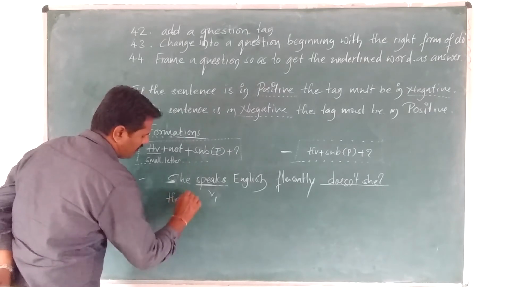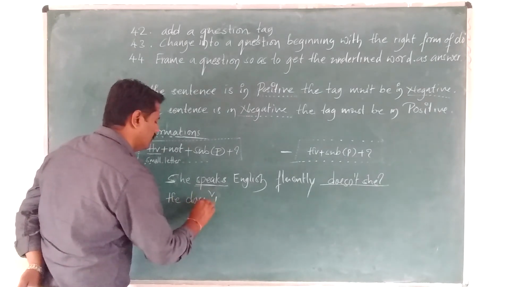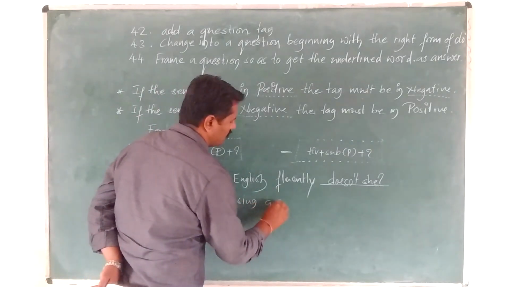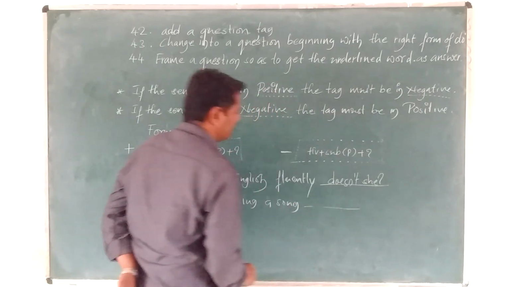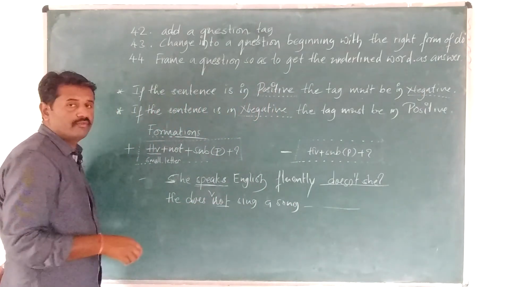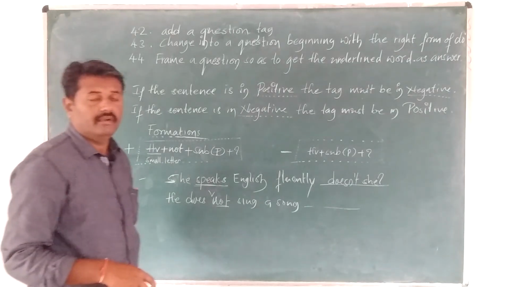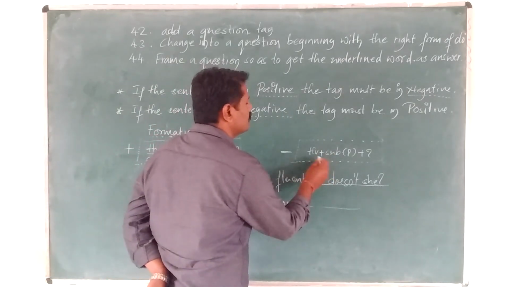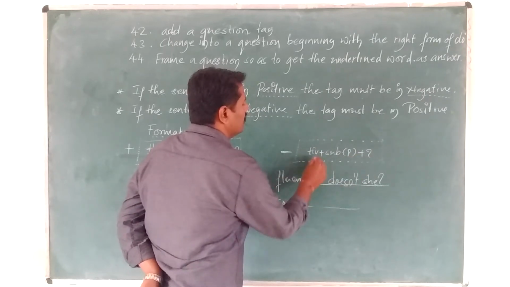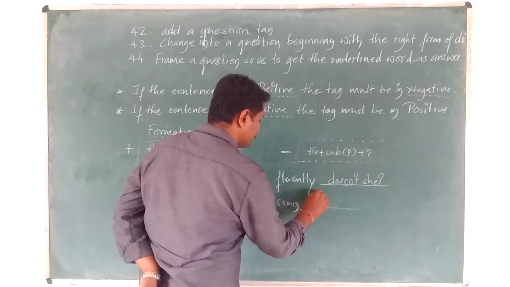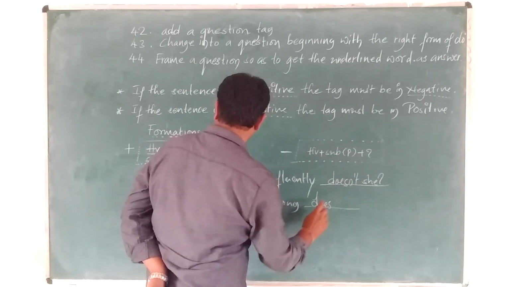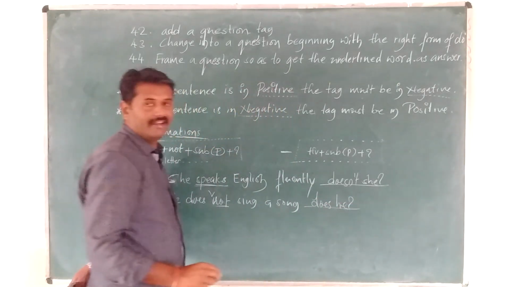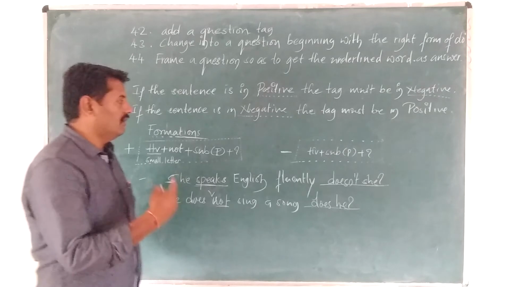So he does not sing a song. So if it is like this, the sentence is in negative. First you find whether it is in positive or negative. So the sentence is in negative. Okay. So the tag must be positive. So here the positive is there. What is the helping verb here? Does. Then we write the subject. Who is the subject? He. So then the question tag: does he? Like this.